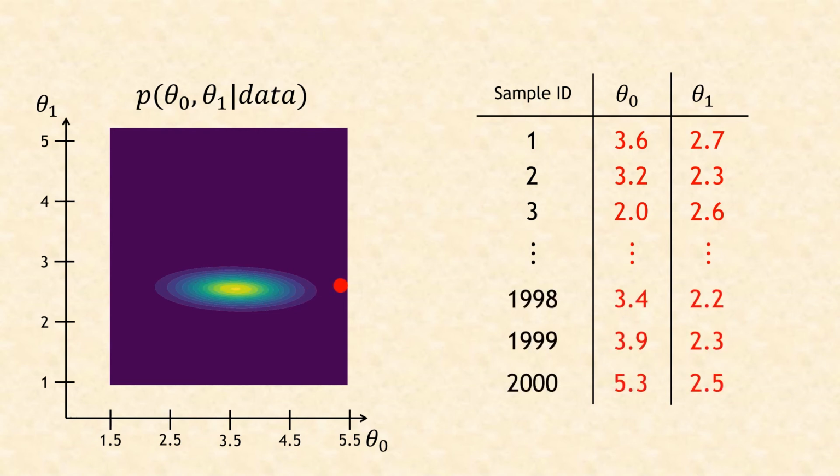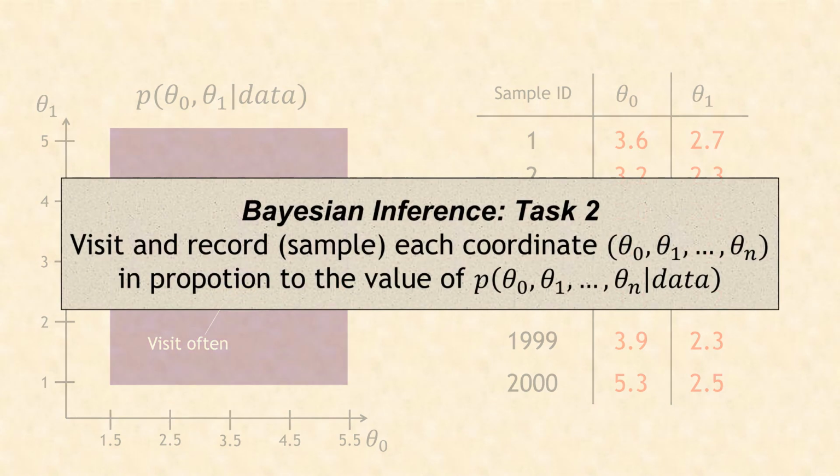Sampling is simply the act of visiting and recording the coordinates of the posterior. Visiting isn't random though. I have to visit coordinates in a very specific manner. That is, the number of times I visit a particular coordinate must be in proportion to the coordinate's posterior probability value. Coordinates with high values, like those in yellow here, I must visit very often, and those in blue, I don't visit much at all. The second task of Bayesian inference is all about recording coordinates of θ in proportion to the value of the posterior at that coordinate. As a side note, the fact that we only need to visit points in proportion to the value of the posterior illustrates why we don't need to calculate the normalizing constant from the previous section.